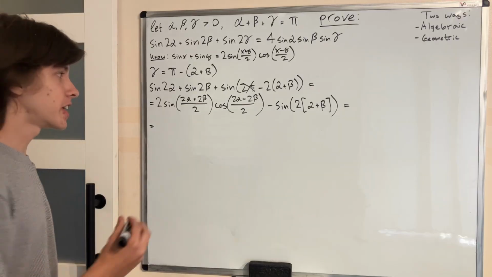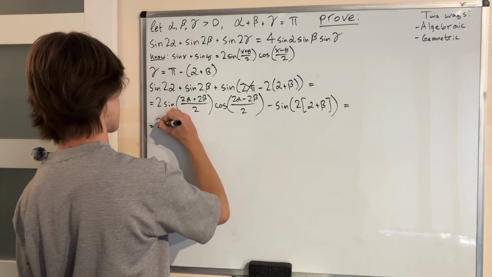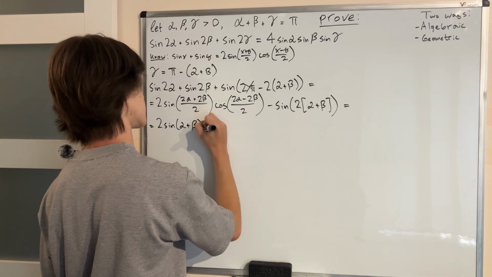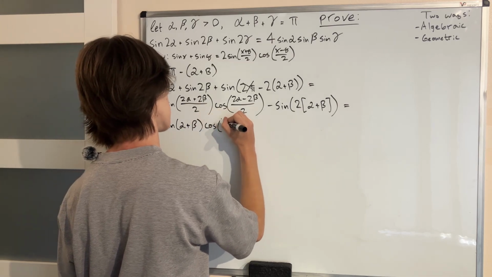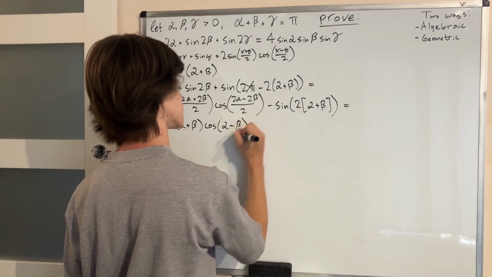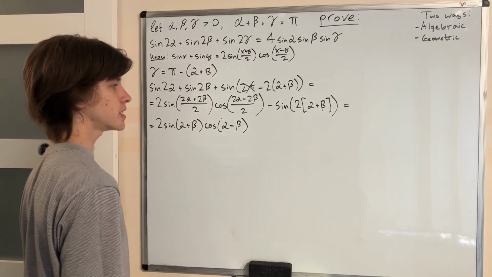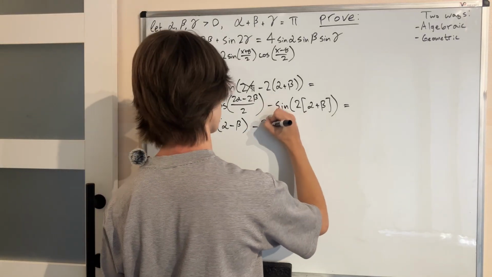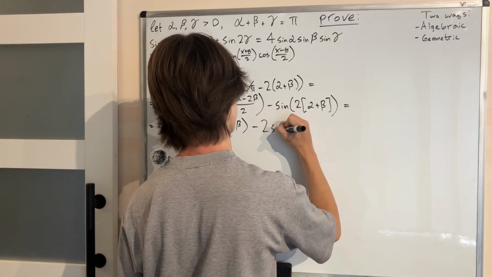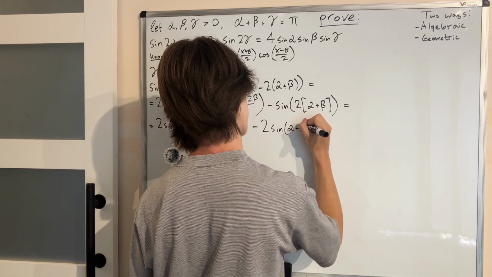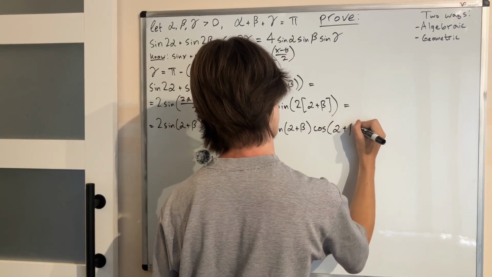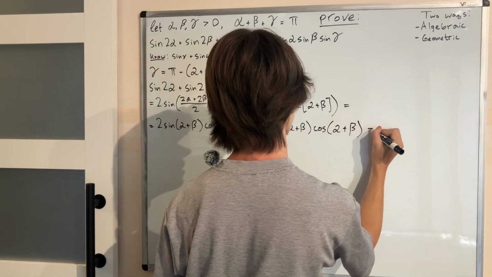We can keep simplifying this. We're going to get 2 times the sine of simply alpha plus beta, and then times the cosine of alpha minus beta. And this negative sine of 2 times alpha plus beta, we can use the double angle identity on it, which we know is going to be 2 times the sine of alpha plus beta, and then times the cosine of alpha plus beta. So we got something extremely nice right here.